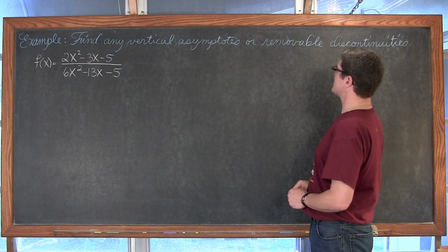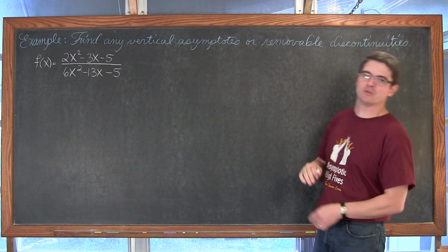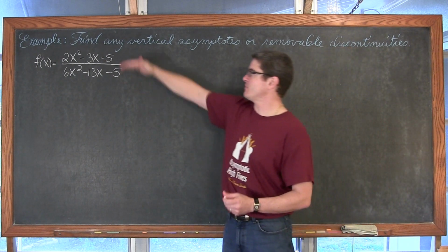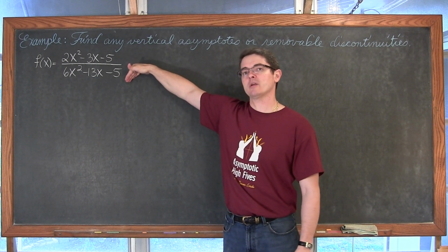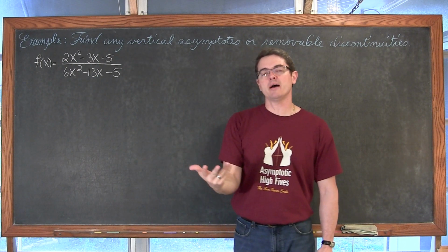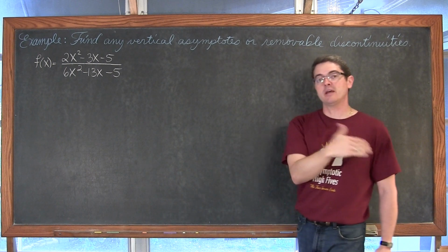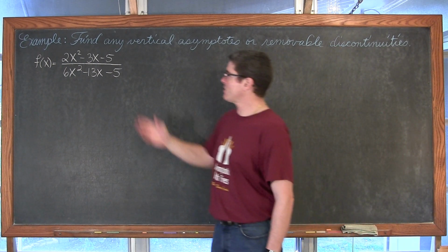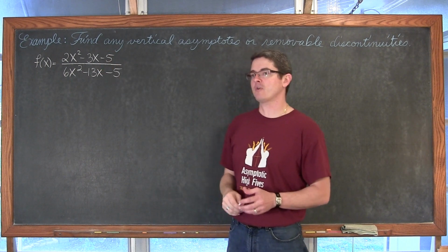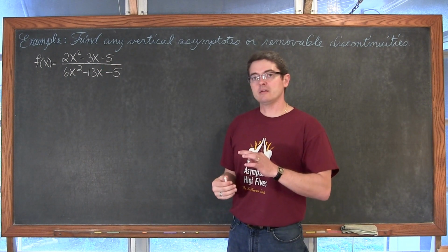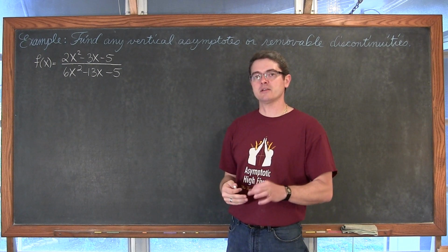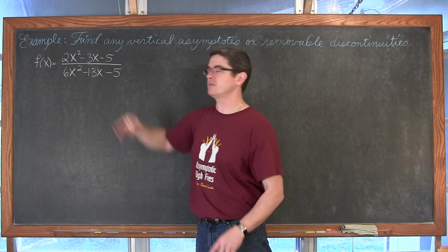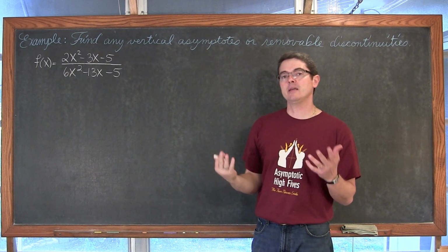Find any vertical asymptotes or removable discontinuities. Our rational function here has just simple polynomials in the numerator and denominator again, so this is falling back to our pre-calculus and Algebra 2 days of finding or graphing rational functions. Our removable discontinuities are going to come from holes. In pure algebra, rational functions like this have holes, and holes come from factors that the numerator and denominator share, which can thus be canceled out.